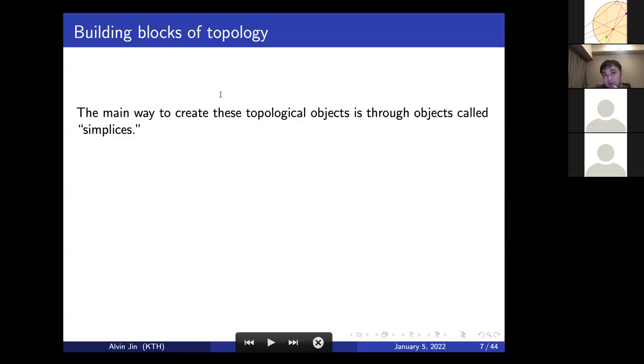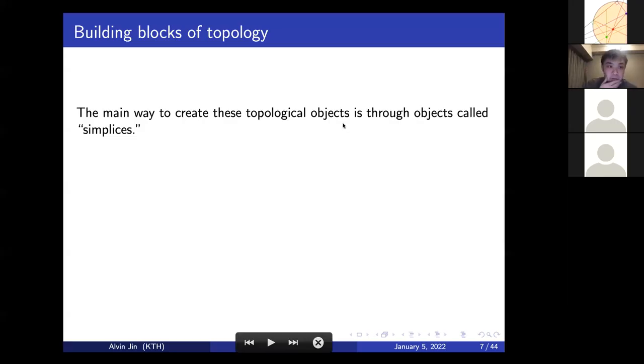But first I want to tell you, how do you build things in topology? Well, yeah, okay, question. A simplex is an n-dimensional pyramid. That is correct. An n-dimensional simplex is an n-dimensional pyramid.